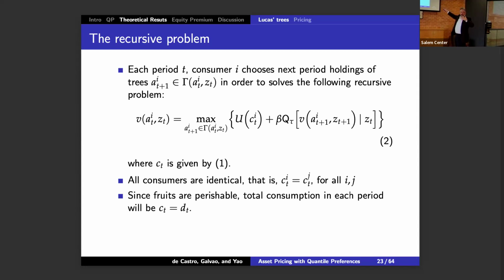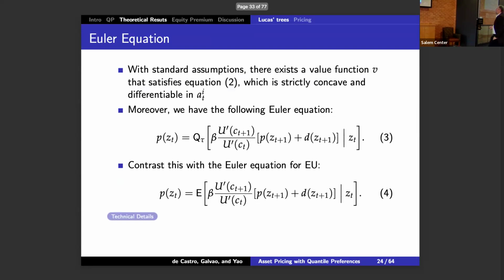Here, the difference is the quantile. It's the only difference. And what you're going to do here is look at the implication in terms of price for this model. I saved the theorems. If you want technical details, I can show you, they exist, but I will skip them. What I want to do is just to show you the parallels.